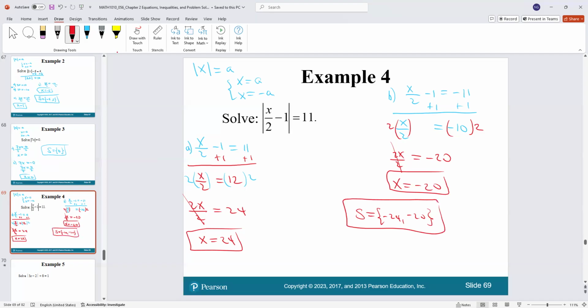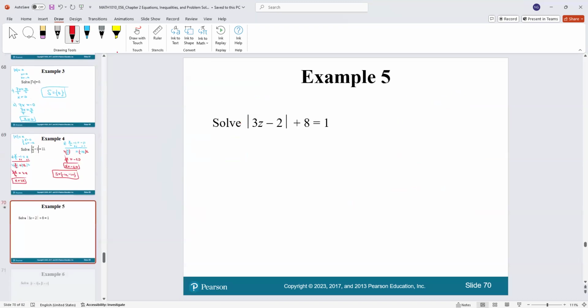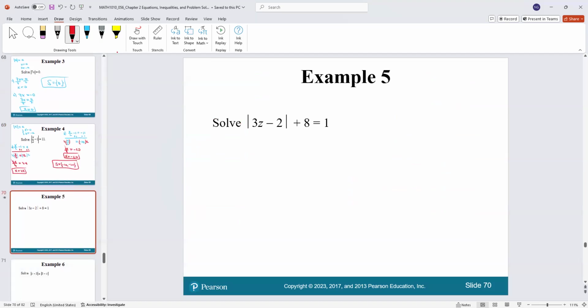If you want, you can still go back, plug these numbers into the equations, and then you would see the left side is equal to the right side, and it should be good to go. Another example you can see in this case is this one. They ask you to solve the absolute value of 3z minus 2, plus 8. Remember, in order to solve it, we must have only the absolute value on one side.